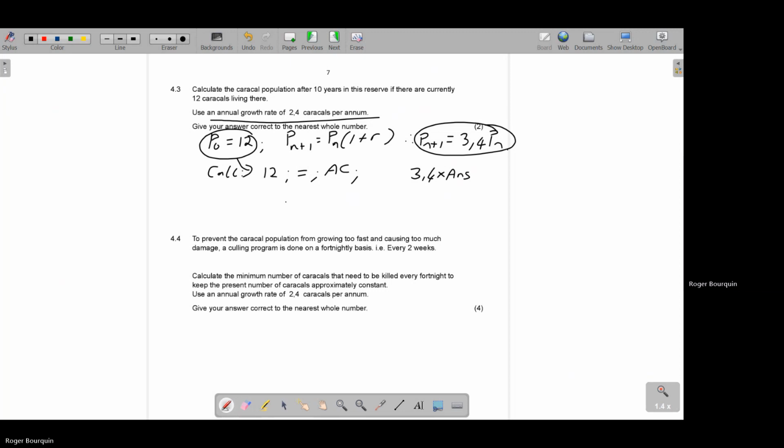Okay. So 12 is stored in your calculator. So P naught was equal to 12. I would always write down the value of P1 just so you can show the marker you're getting it right in case you count incorrectly. So you get P1 is equal to 40,8.